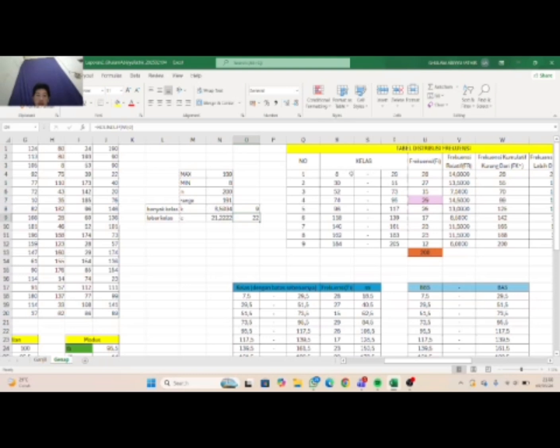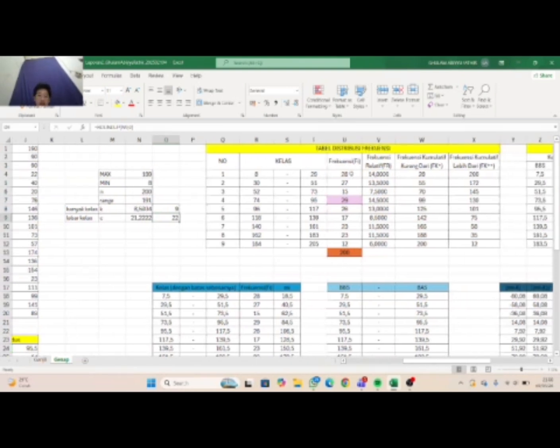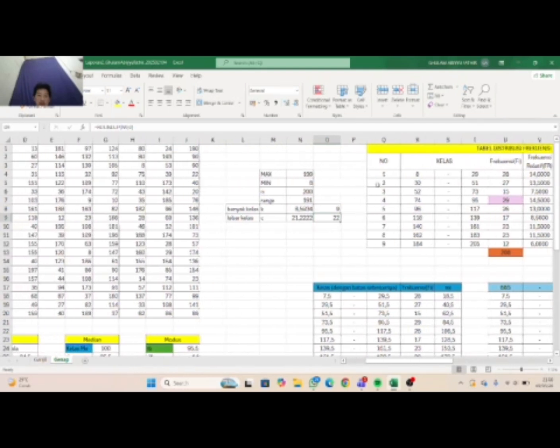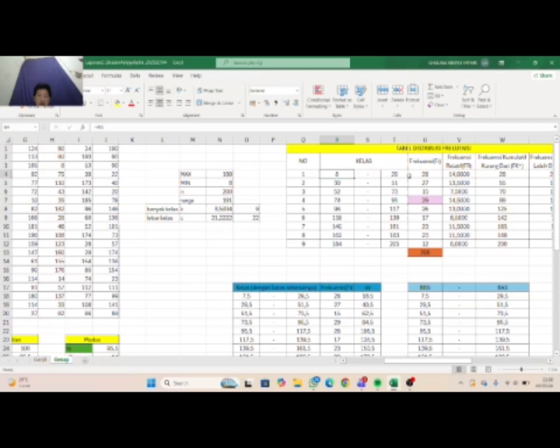Next, I create the frequency distribution table. In the class interval column, the first class starts from the minimum value, and then the upper limit is calculated by adding the class width and subtracting 1. For the next class, the lower limit is obtained from the previous upper limit plus 1. This process continues until all class intervals are complete.